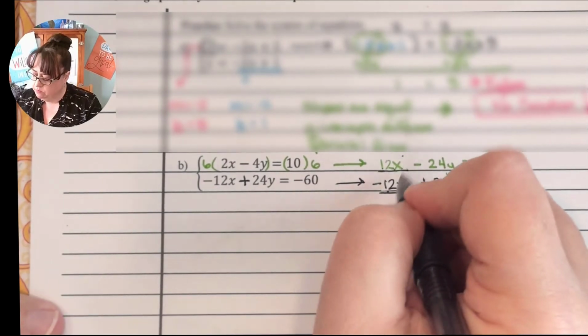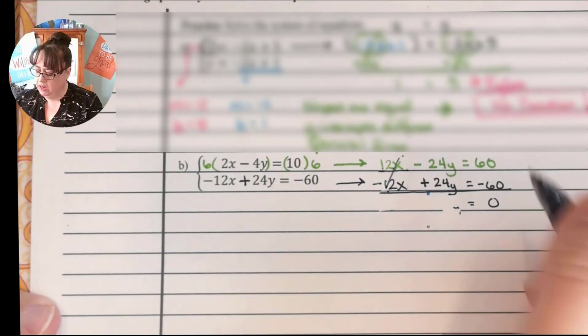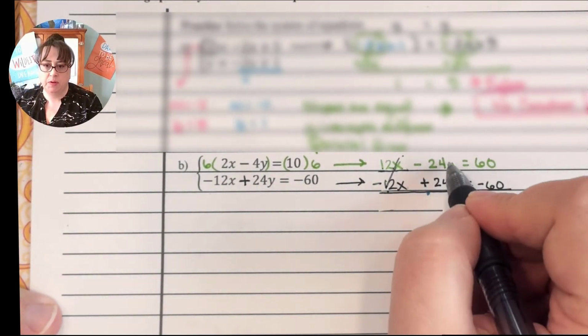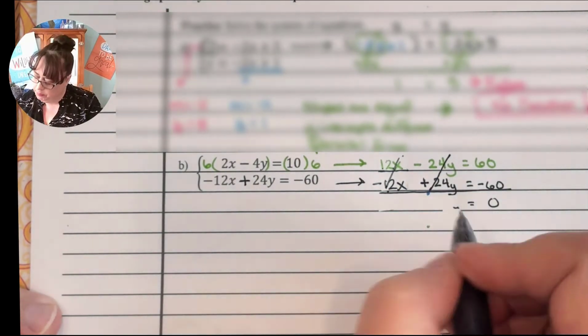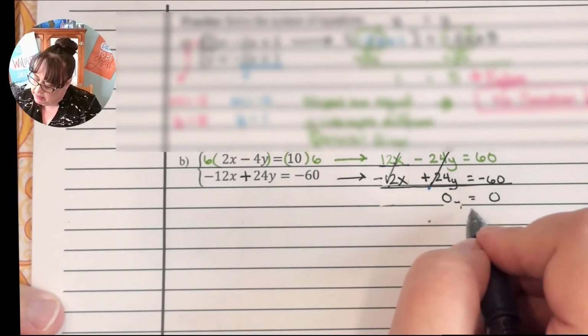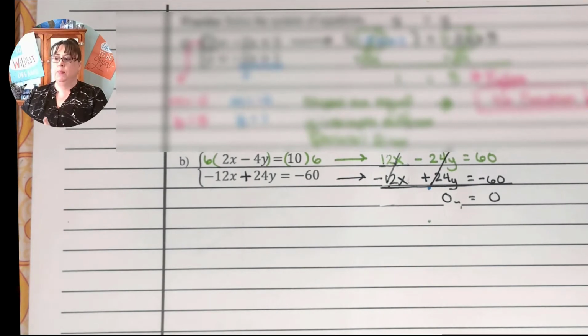So 12x minus 12x is 0. And negative 24y plus 24y is also 0. And then 60 minus 60 is 0. So you end up with 0 equals 0. And that is true.